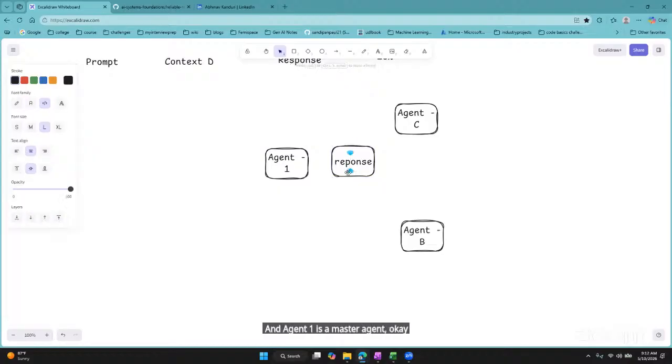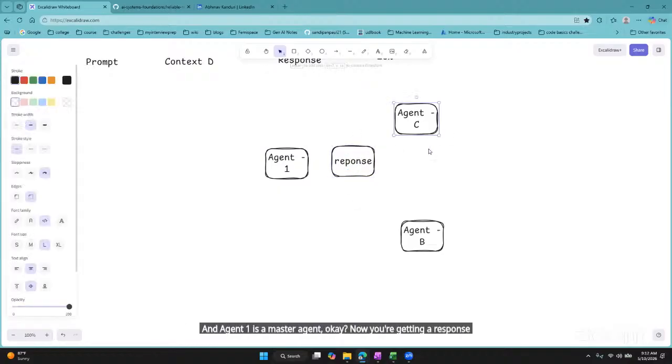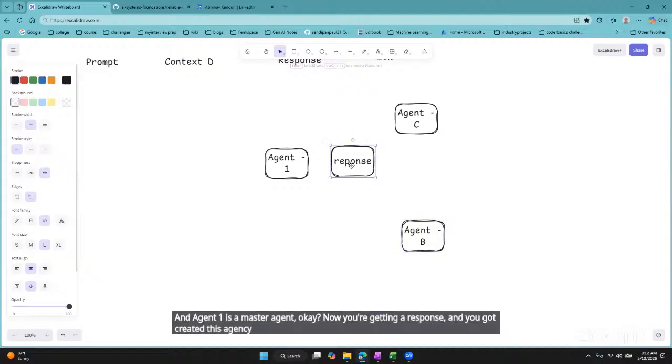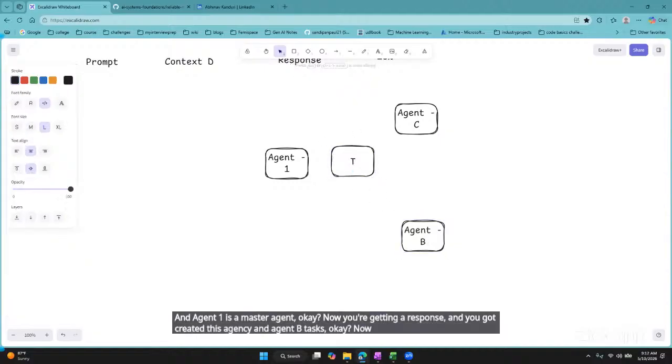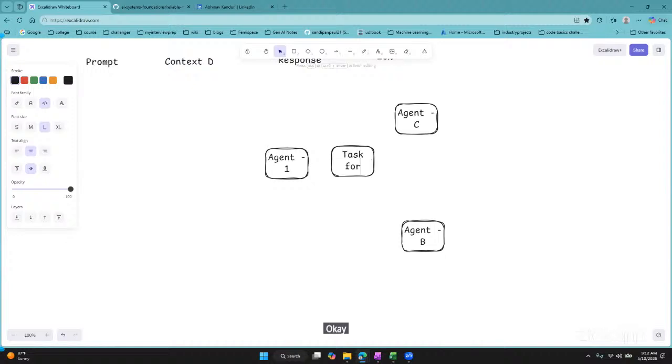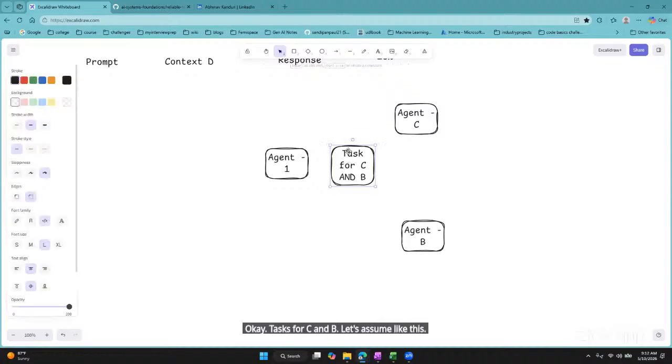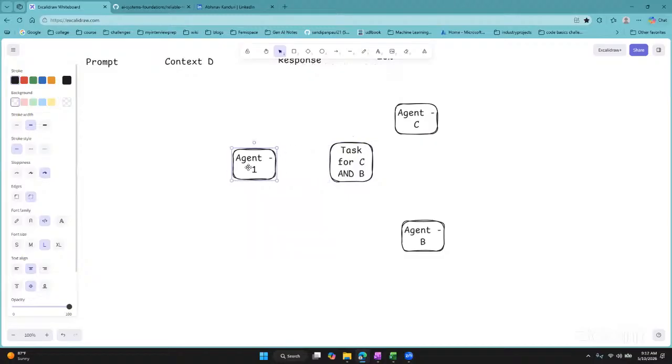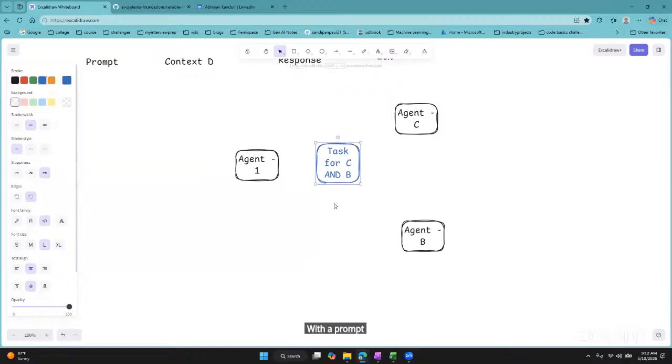Now you are getting a response, and it created these tasks for agent C and agent B. Let's assume like this. Now, how did you generate this? Agent one will do that, right? With a prompt to agent one. Correct. Now, how do you validate that these tasks are correct?